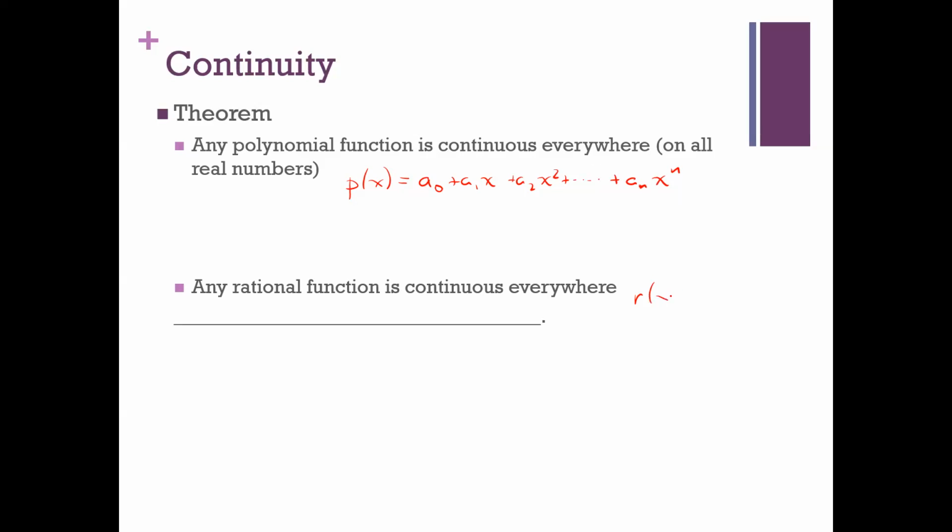Remember, let's say a rational function looks like this. So it's a polynomial in the numerator, and a polynomial in the denominator. I think I have a... right. So everywhere that the denominator is non-zero.